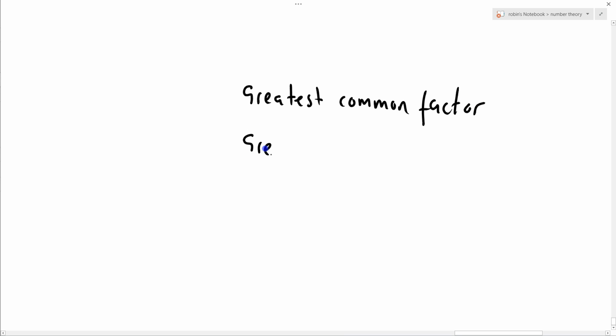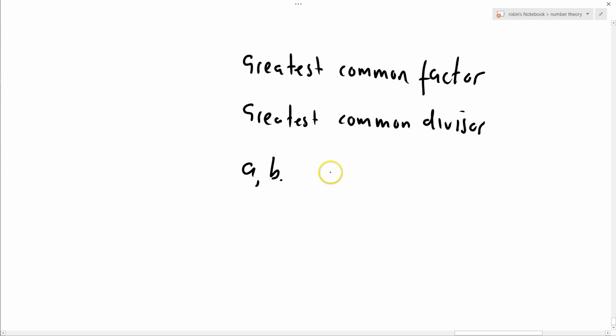Right, I'm going to define a new notion called the greatest common factor, or sometimes the greatest common divisor, of two integers a and b. And sometimes you write GCF of a and b, or sometimes you just write a comma b like that in brackets.